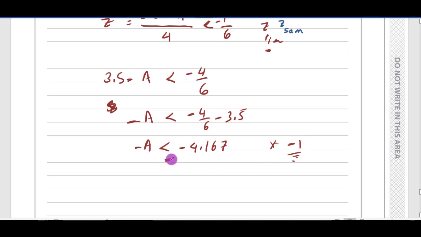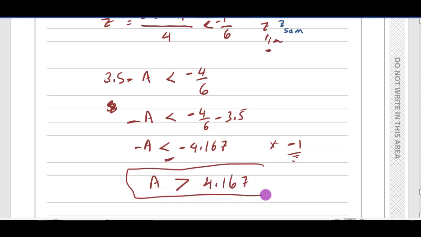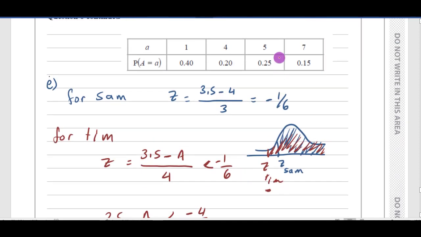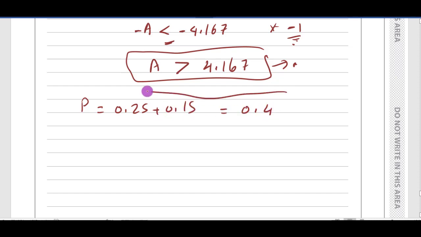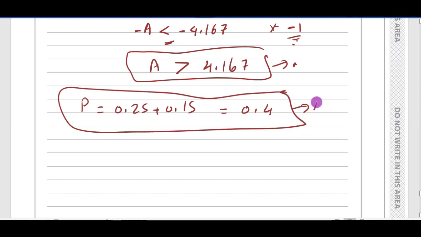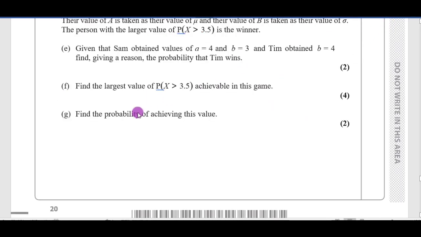So let us multiply by minus 1. Remember, when we multiply by minus 1, the sign changes. So A is bigger than 4.167. Okay, so the probability from the table bigger than 4. So bigger than 4 we have 0.25 and 0.15. So the probability will equal 0.25 plus 0.15. So it's equal to 0.4. And this is the probability that Tim wins. Okay, let us go ahead.